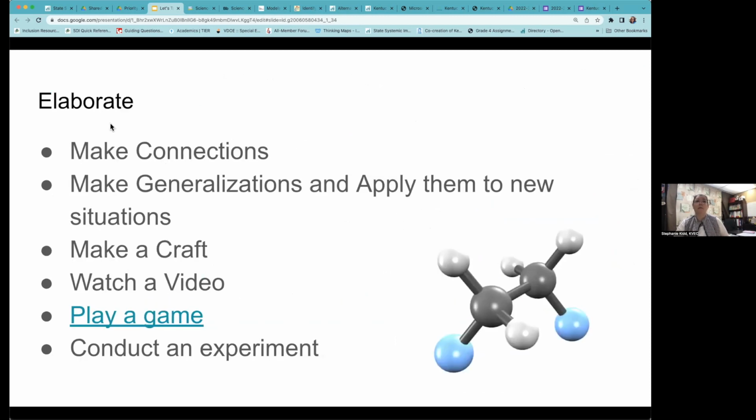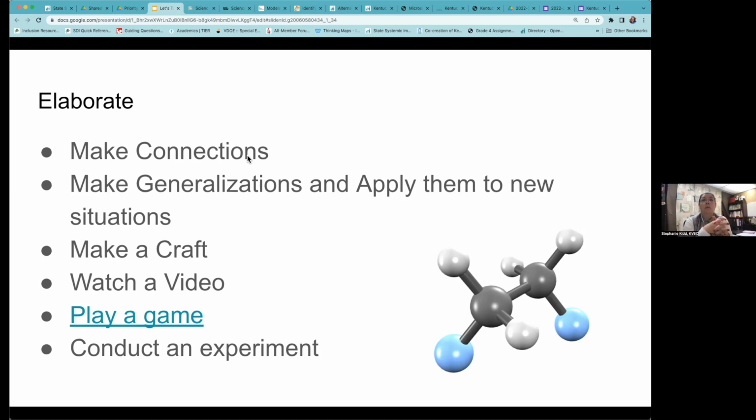So elaborate. For this one, we want them to make connections. We start seeing connections between maybe even different areas, but we start making connections about what's happening. And then we make generalizations and apply them to new situations. This could be a place where you create a craft that goes along with this. This could be a place where you extend your knowledge by watching a video or by playing a game or even conducting more on the experiment.